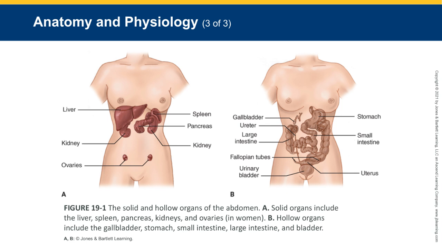Here, we see a diagram of the solid and hollow organs in the abdomen. Solid organs include the liver, spleen, pancreas, kidneys, and ovaries in females. Hollow organs include the gallbladder, stomach, small intestine, large intestine, and bladder. This distinction is critical for understanding how trauma or illness affects each organ.